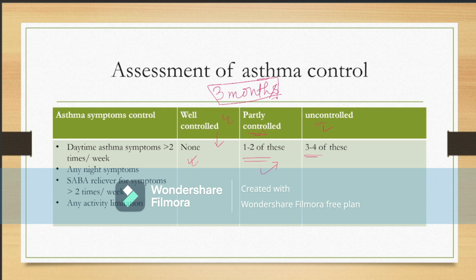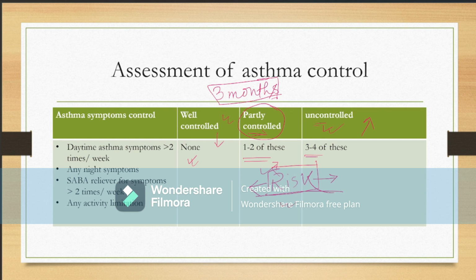Or if it is uncontrolled, then we also step up the treatment. And in partly controlled, we have to modify the risk factors. So what are the risk factors? As I said earlier, we have to modify the risk factors in both this group and this group. So we need to modify the risk factors.